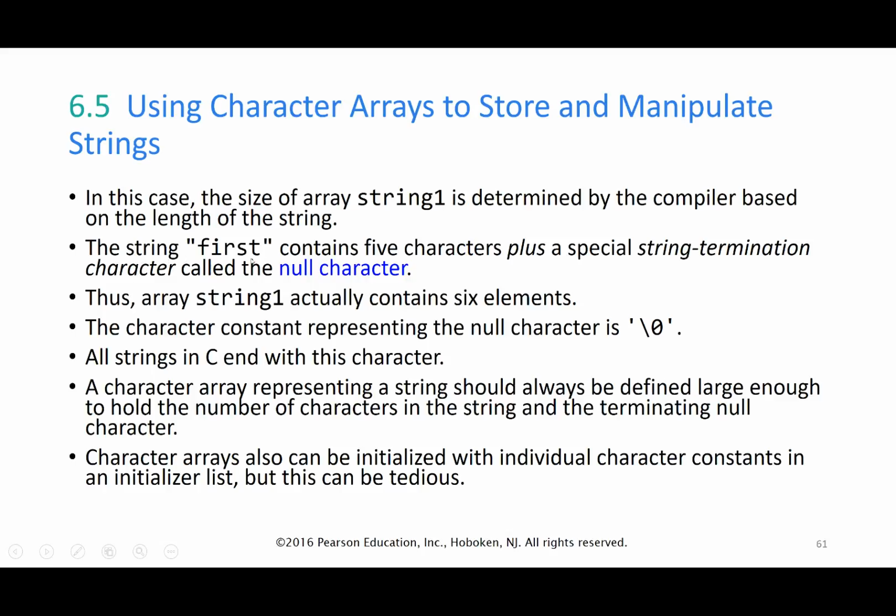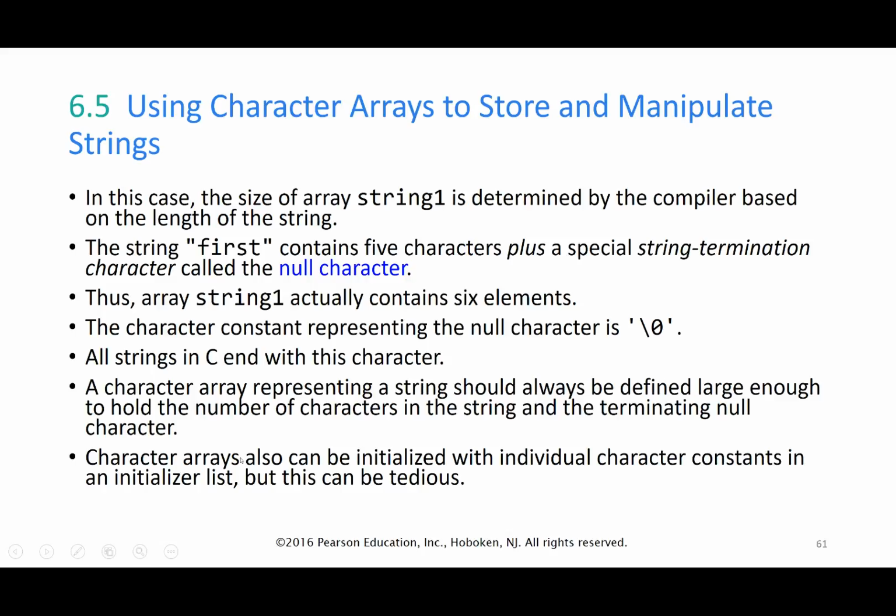So the string contains 5 characters plus a string termination called the null. So it actually contains 6 characters. The constant representing the null character is \0. And if you use the capital word NULL, that also means the same thing. Now also note that single quotes define a single character. Double quotes define a string. So the character array should be large enough to contain the characters in the string and the null.